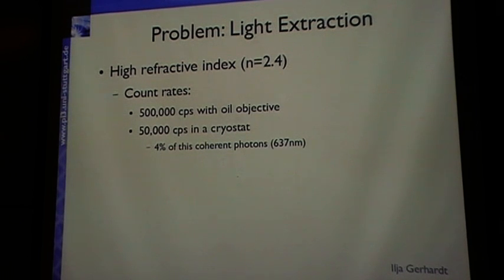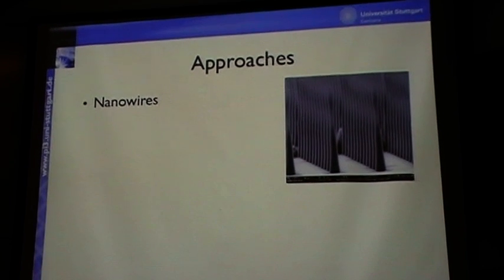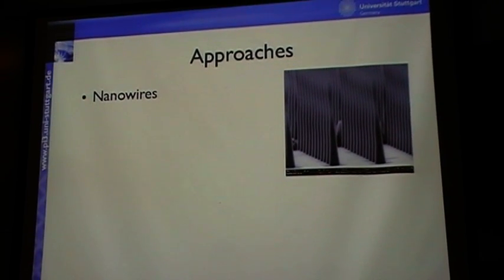There are a number of approaches, and one approach, which was also pretty big in the press, by Marko Loncar, is these nanowires, made of diamond. The aspect ratio is excellent here. And somewhere in the sample there is an NV center. Every now and then you find one, and then you have a strong directed emission in the forward direction, basically. And this also gives you some more counts.